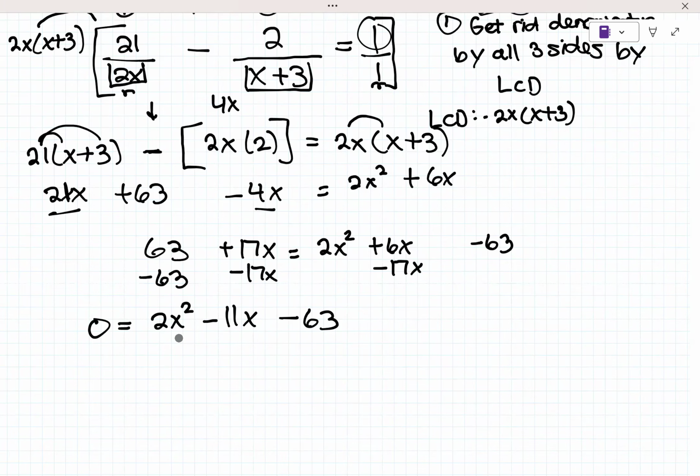Okay, so now we have to solve. So I'm going to have to factor this. Because the a value is 2, we're probably going to do bottoms up. So how do I do bottoms up? Rewrite it as if the 2 doesn't exist. So it's x squared minus 11x. And then what you do is multiply 2 by the last term. So what's 2 times negative 63? Negative 126.